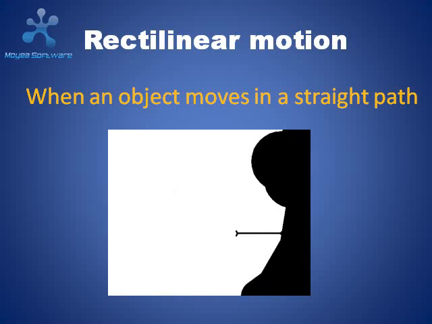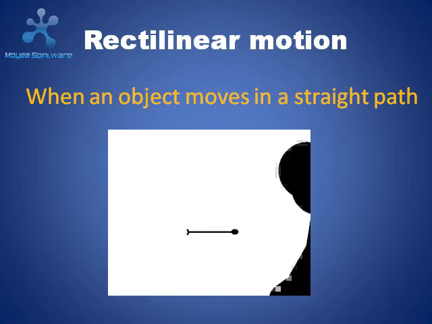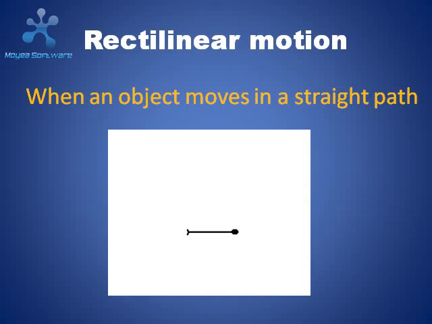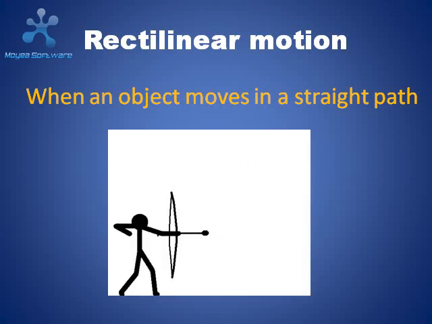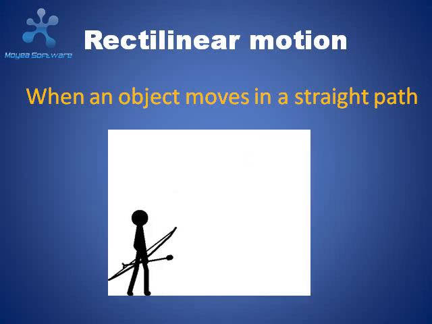Rectilinear motion. When an object moves in a straight path, it is known as rectilinear motion. Look at the archer here. Now observe his arrow. What is the path that the arrow is taking? Yes, that's right. It is moving in a straight path. Hence, we can say that the arrow is an example for rectilinear motion.